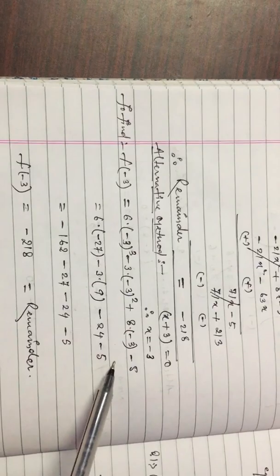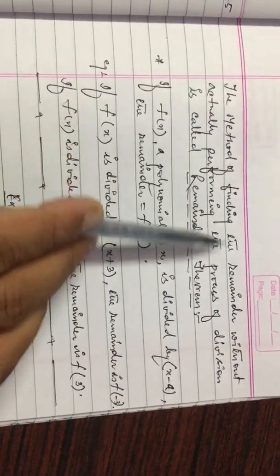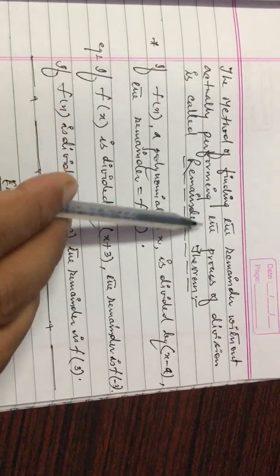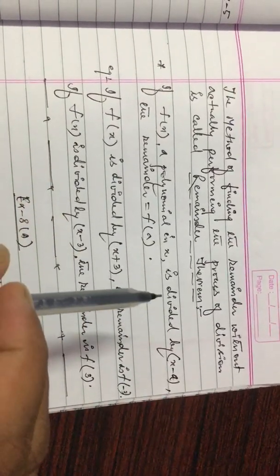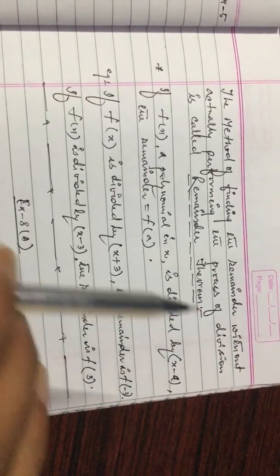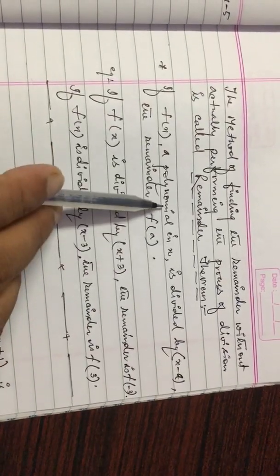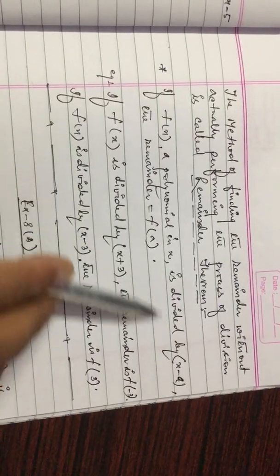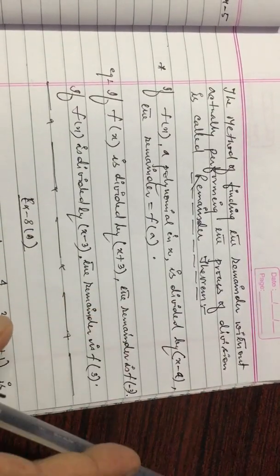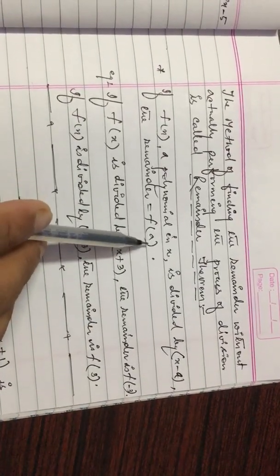So in this chapter basically we will follow this method. See, the method of finding the remainder without actually performing the process of division is called the remainder theorem. It means we will find the remainder without performing the actual division process. If f(x) is a polynomial in x, and it is divided by x minus a, then the remainder will be f(a), because minus a will go to that side and become plus a. If it is x plus a, we will write f(minus a).